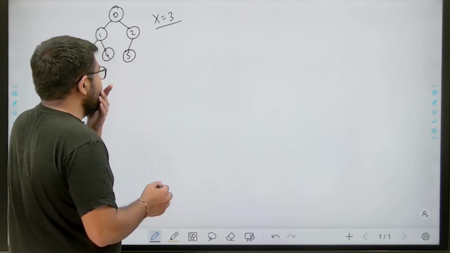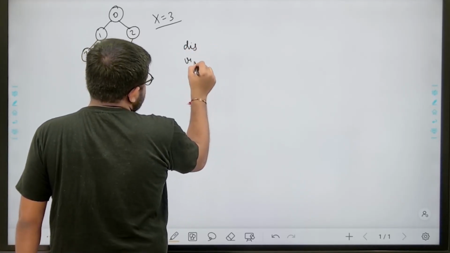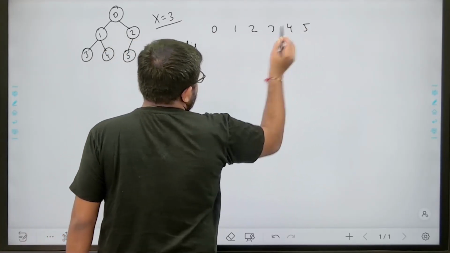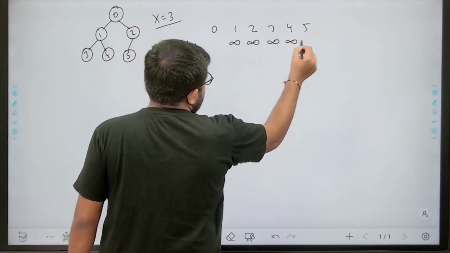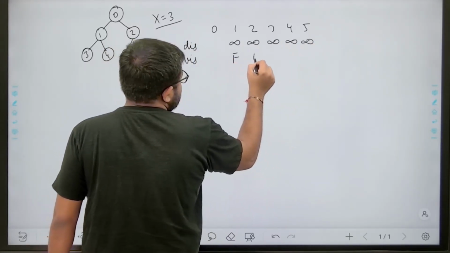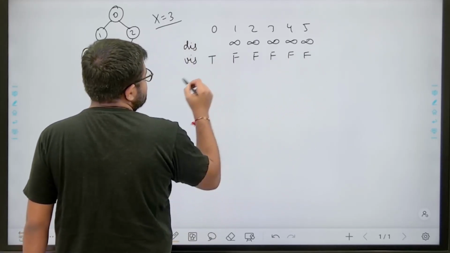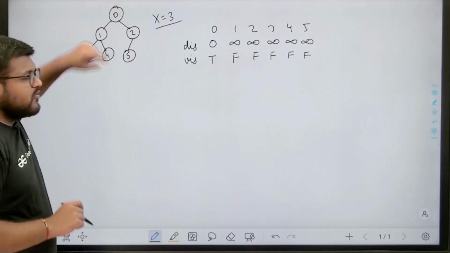So what we do in BFS, first of all, we take two arrays, distance and visited. So here I have 0, 1, 2, 3, 4 and 5. I have these many nodes. So I'll mark distance of all these as infinite, and I'll mark visited as false for all the nodes other than the starting node or root node. I'll mark this visited as true and the distance as 0, because I am starting my traversal from here, right?